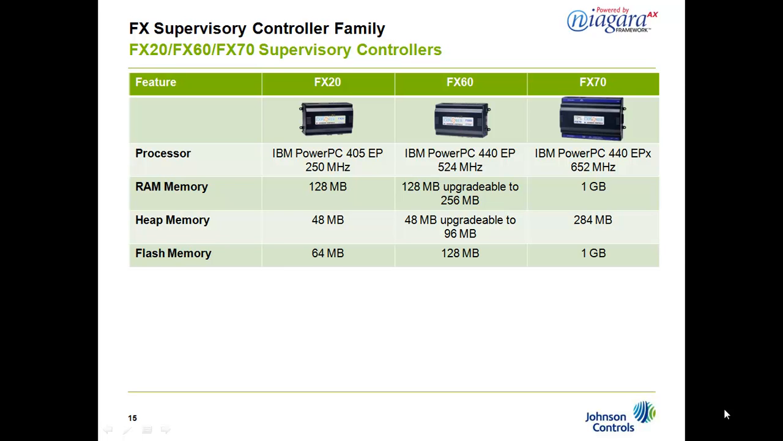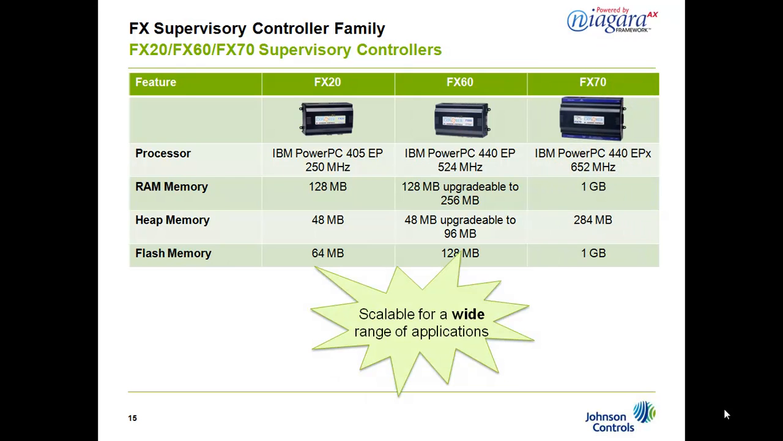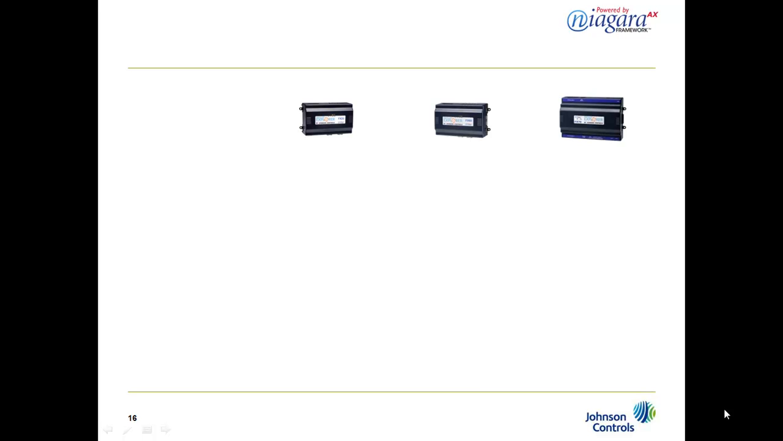FX Supervisory controllers comprise a family of controllers with three main models, the FX-20, FX-60, and FX-70. The primary difference between the three models is their resource capacity, shown here in this table. The FX Supervisory controller family provides a scalable family offering, scalable for a wide range of applications. Other than these hardware differences, their underlying capabilities are nearly identical.